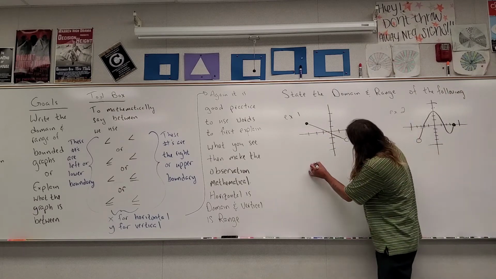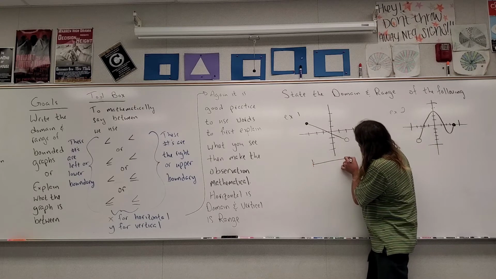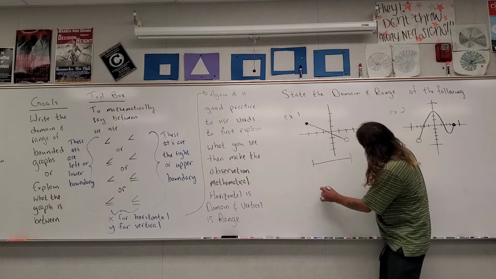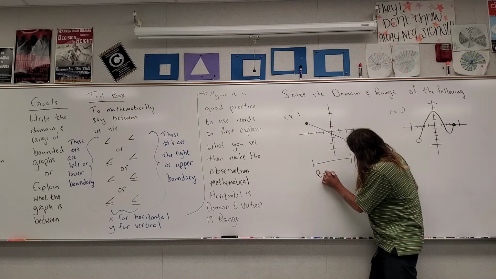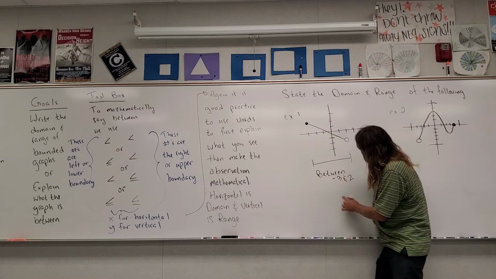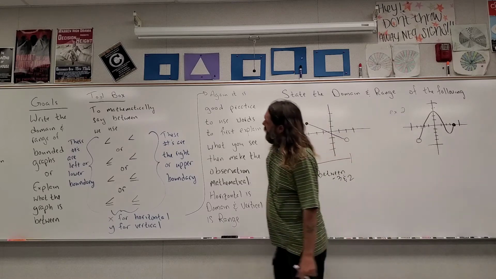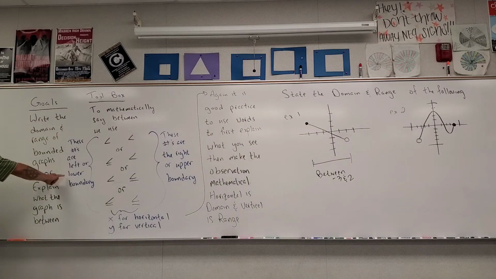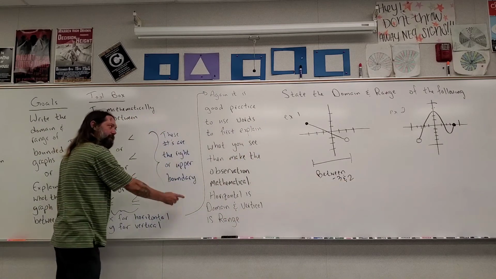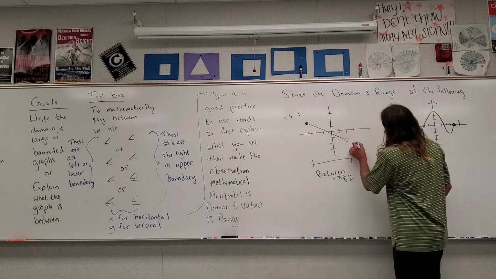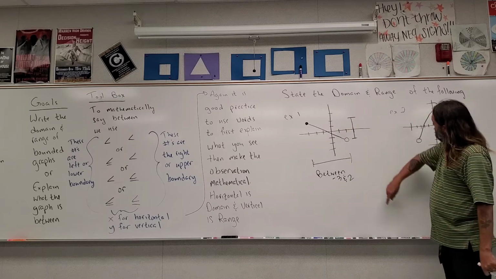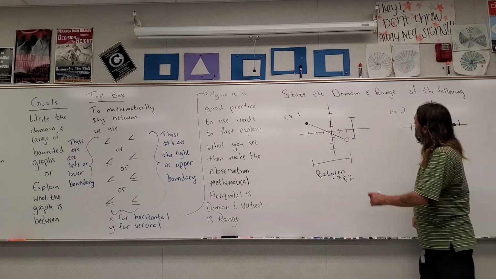So to me, horizontally, the graph is between -3 and 2. So it's between -3 and 2. -3 would be my left boundary, and +2, that would be my right boundary. Let's look at this thing vertically now. Okay? And it looks to me that this graph is between -2 and +2.